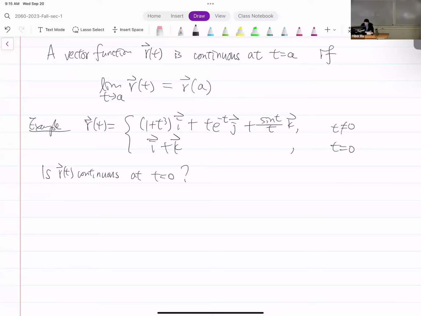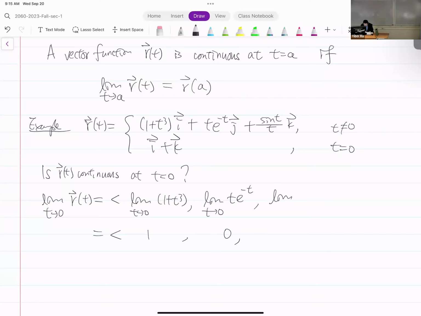Here we just need to take the limits. The limit when t goes to 0 of r of t. So we just take the limits component-wise. The limit when t goes to 0 of 1 plus t to the 3 is definitely 1. You just plug in t equals 0 and see what it gets you. So that's going to be a 1. And then the limit when t goes to 0 of t e to the negative t. You can try plugging in 0. So it's going to be 0 times e to the negative 0, which is 0 times 1. That's a 0.